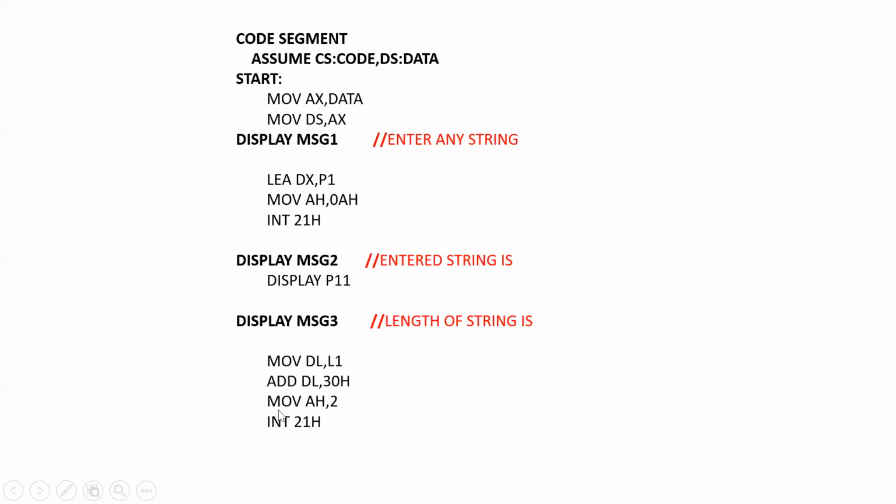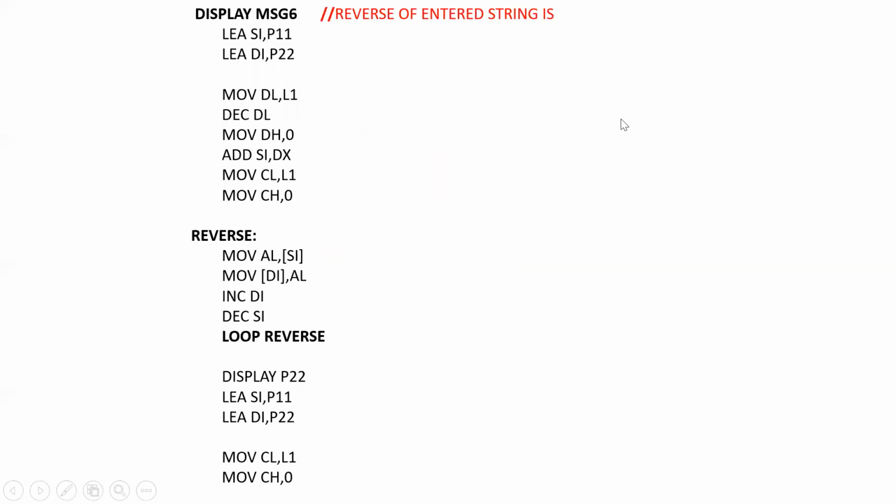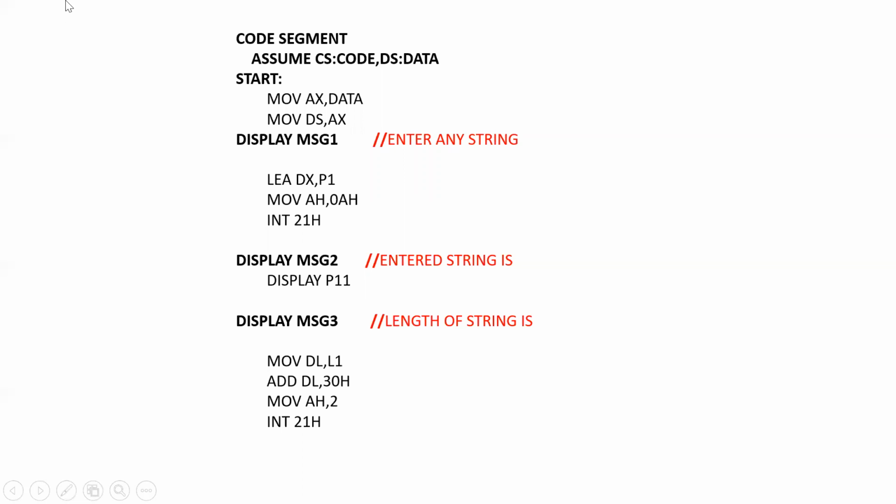Then moving ahead, declaration of code segment, where you are going to assume CS is your code segment, where DS is your data segment. Okay, start of a program.